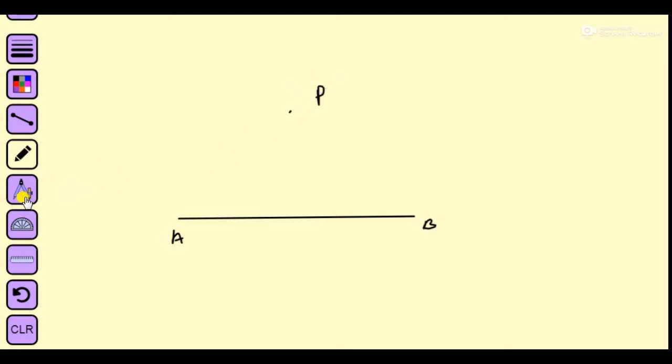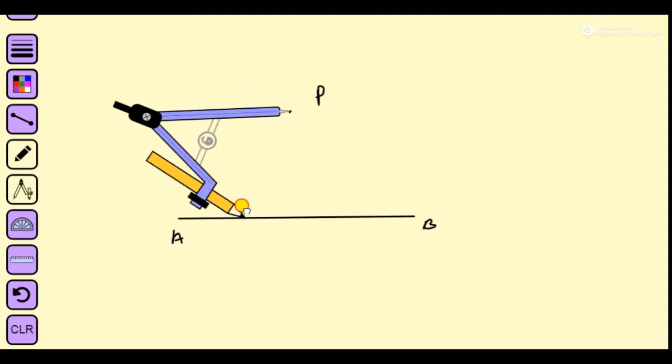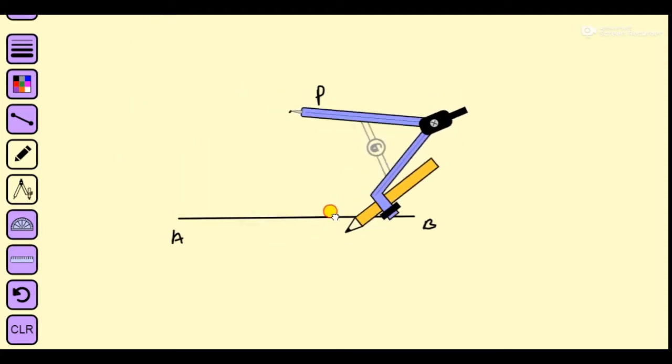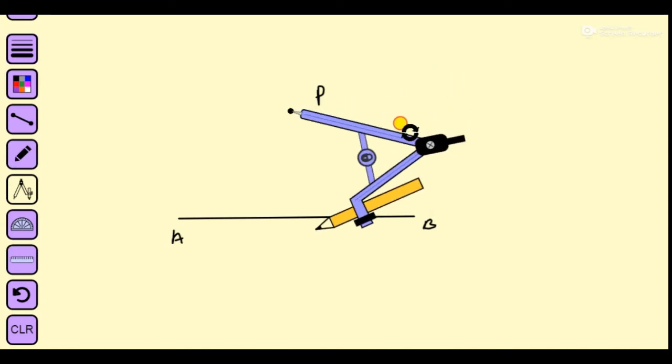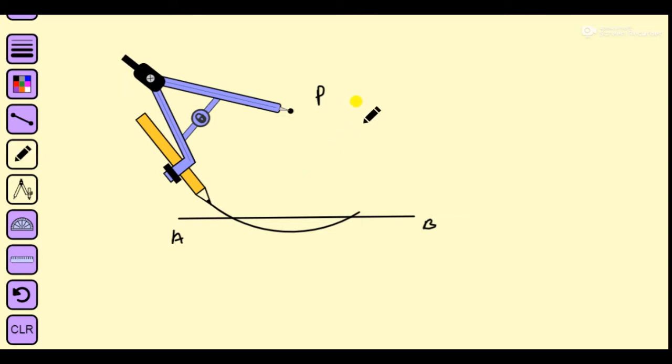Take the roundel and put it on point P, open the lock and take this distance. Lock this one and make an arc. How can we make the arc? You can make the arc like this. Okay, now what will happen?